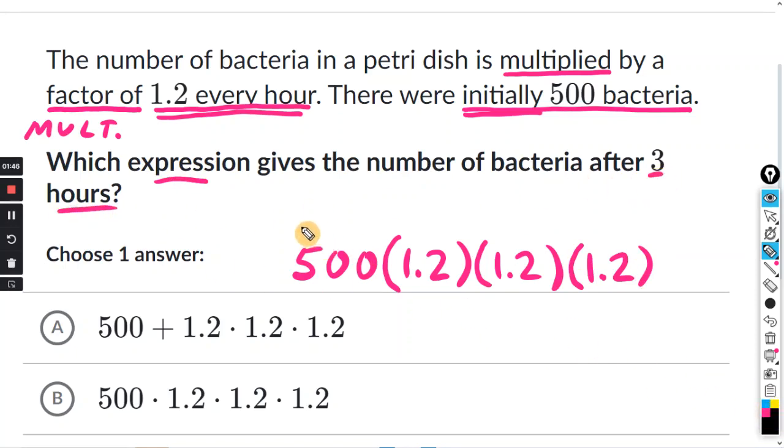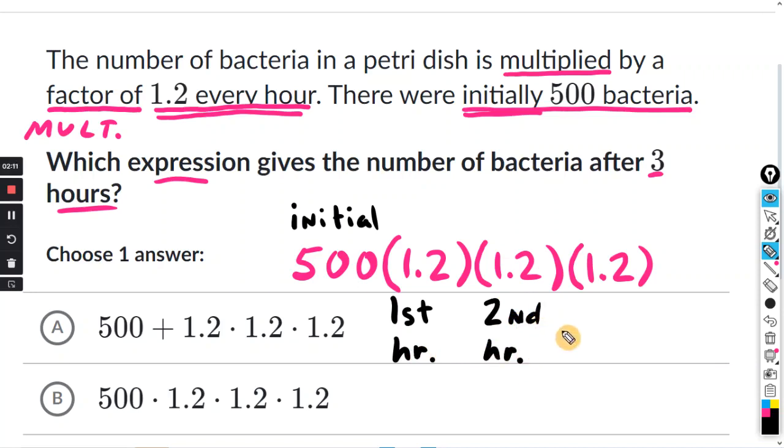This value was the initial, or the start. So the 500 was the initial. And this 1.2 was for the first hour, and this 1.2 was for the second hour, and this 1.2 was for the third hour. So that's it. This is the expression right here.